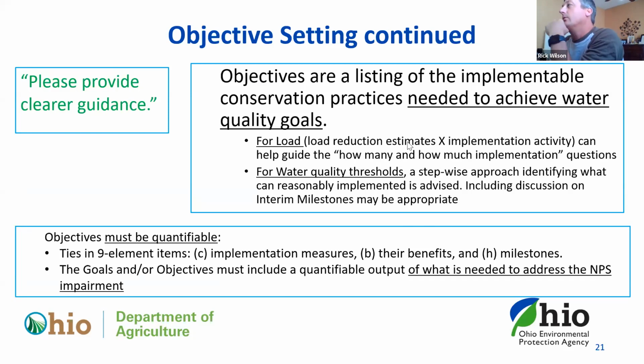you can calculate how much implementation activity times the load reduction estimate by practice, and that can help you see, are you making incremental progress toward your total load reduction goal? And you might only be able to bite off a little bit at a time. I don't think we're going to get over-implementation in the short term, but any implementation is incremental progress, and that's what the 9-element interim milestones item covers. Again, a stepwise approach, identifying what can reasonably be implemented, is advised.